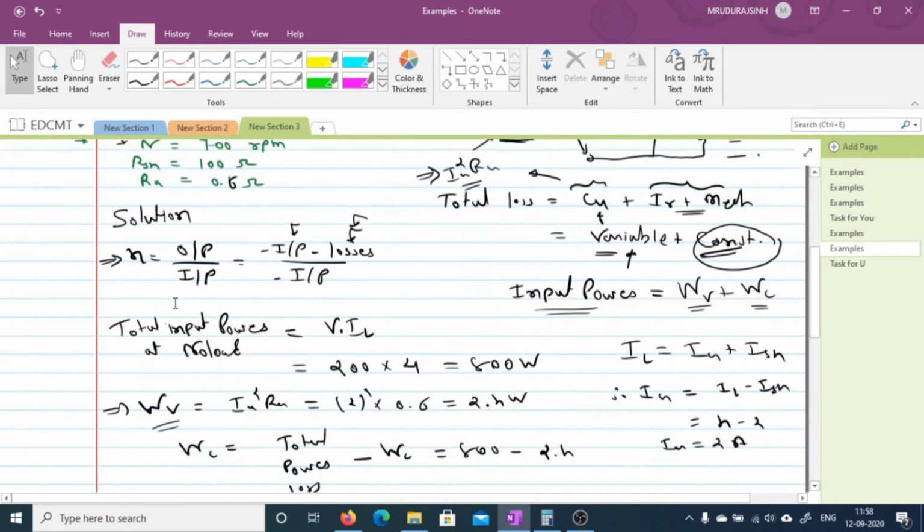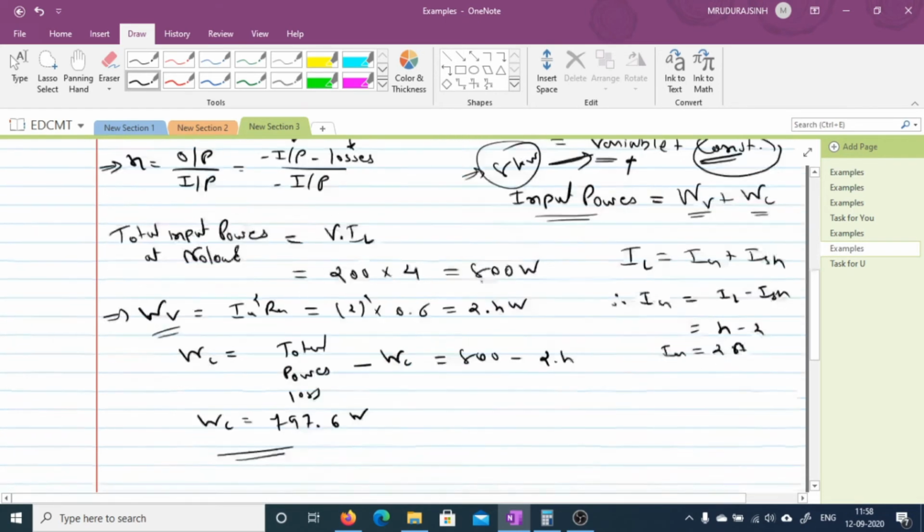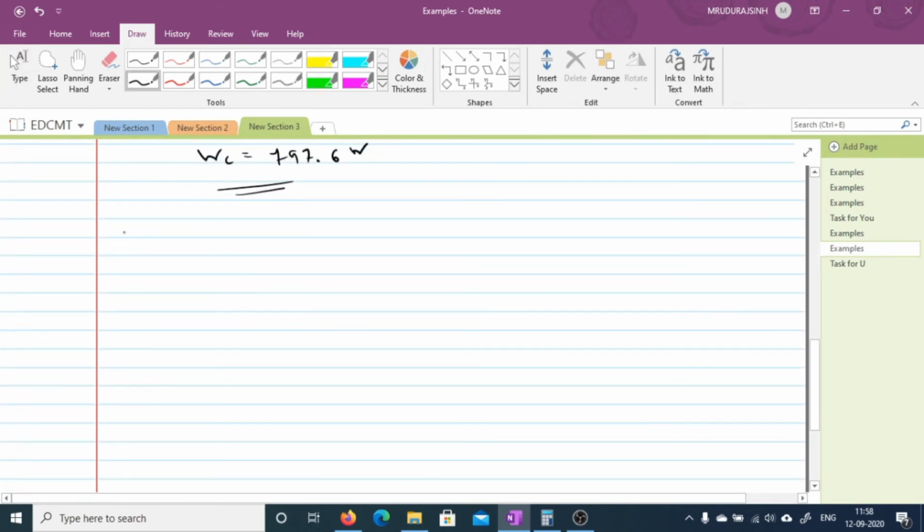So now we know the constant losses, and now we'll go and find the variable loss. But this variable loss we need to find at 8 kilowatt. When motor draws 8 kilowatt, at that moment what is the variable loss? For that, input power P is equal to 8 kilowatt, right?